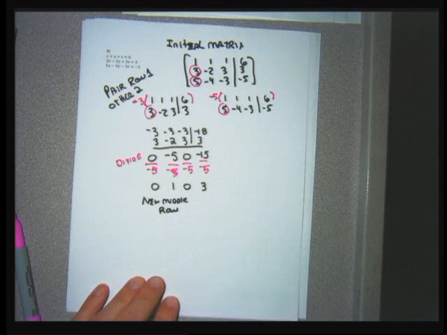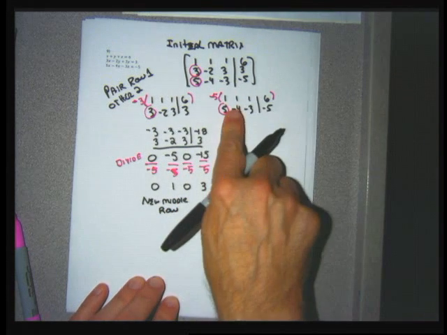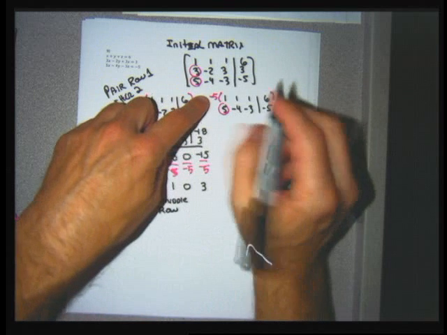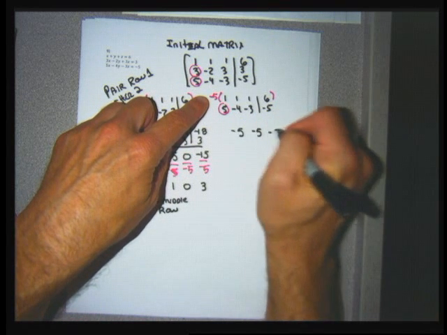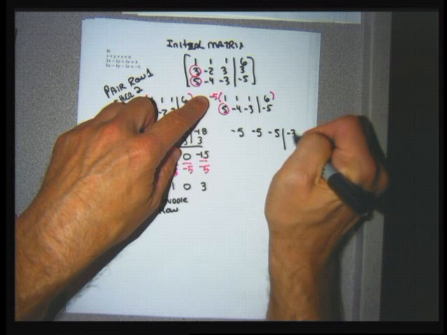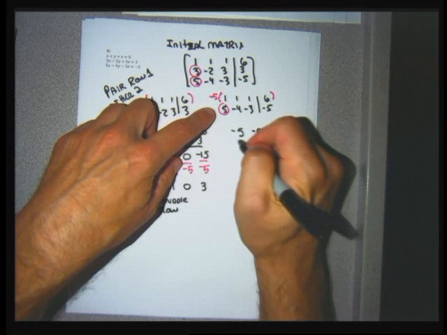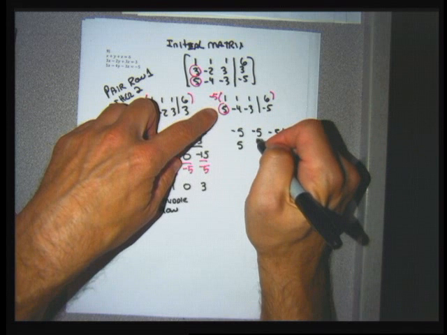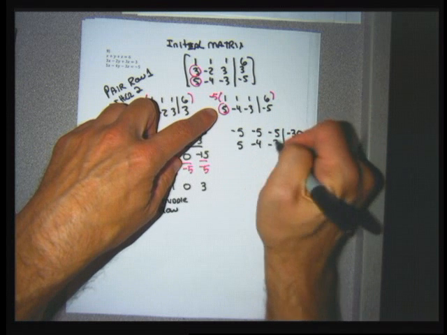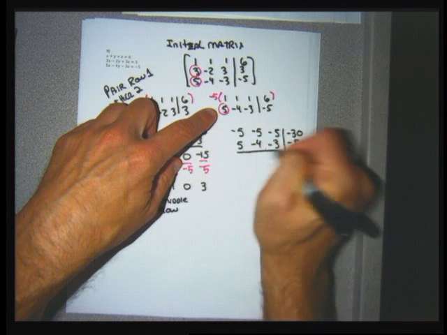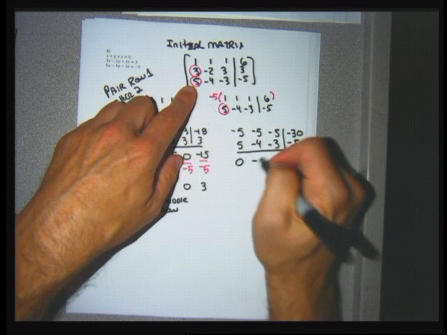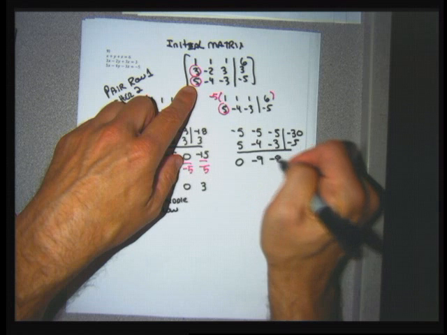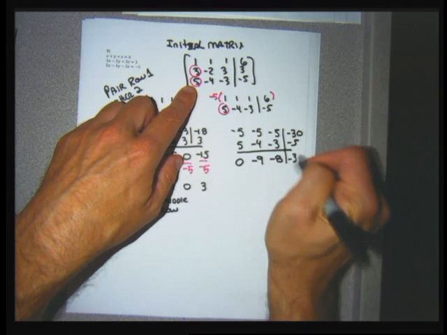Now I'm going to go for my new bottom row by doing this work over here. Multiplying the top by negative 5 gives me negative 5, negative 5, negative 5, negative 30, leaving this row at 5, negative 4, negative 3, and negative 5. Adding these together, I get 0, like I hope to get, negative 9, negative 8, negative 35.